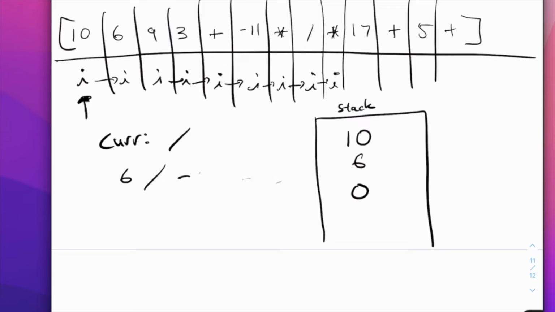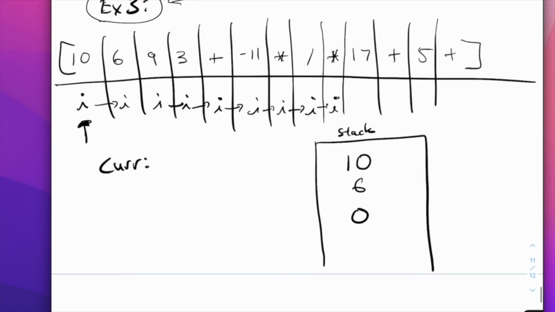Okay, let me make sure I'm not getting lost here. And then now i is at the multiplication, right? Let's see, I think I might have made a mistake. All right, I'm going to backtrack just a little bit here.